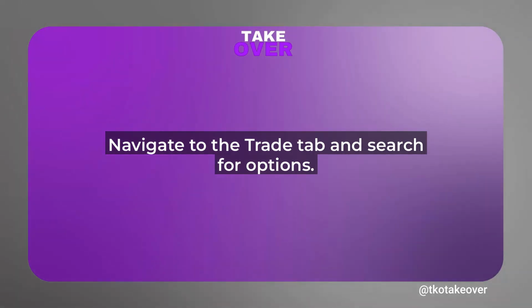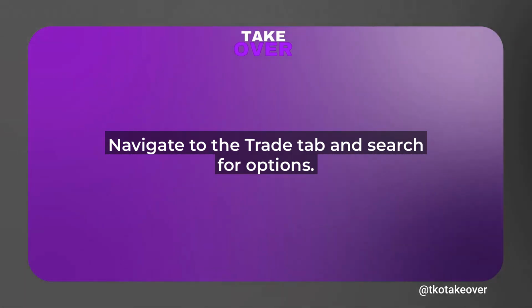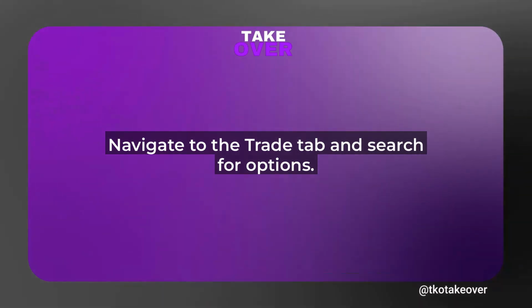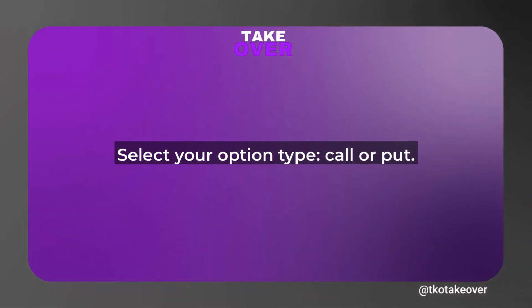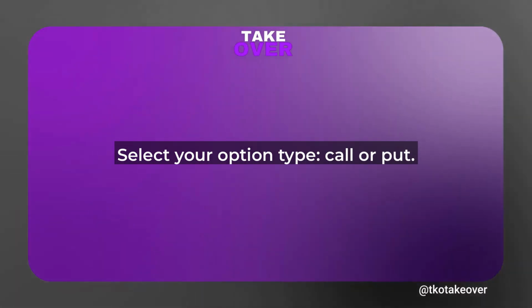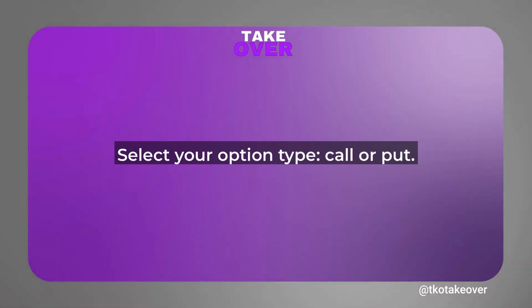Step 4. Choose your option. Select the asset you want, like Apple stock, and decide if you want a call or put option. Set your strike price, expiration date, and investment amount. Etoro makes this straightforward with charts and analysis tools.